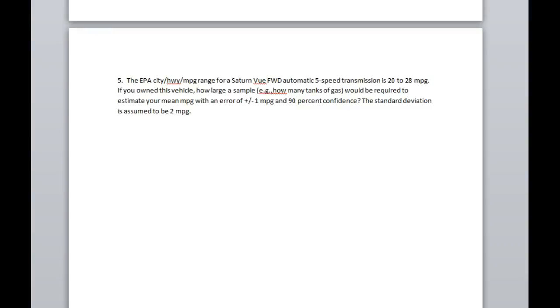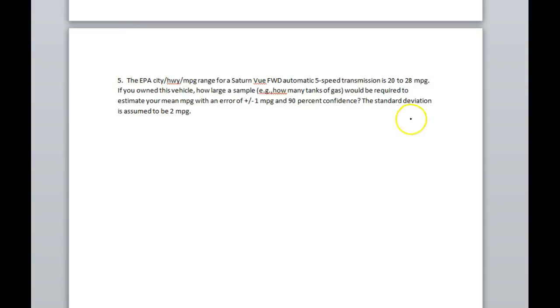So, we have the EPA city highway MPG range for a Saturn Vue. Oh geez, they don't even make Saturns anymore. Saturn Vue 4-wheel drive automatic 5-speed transmission is 20 to 28 miles per gallon. If you owned this vehicle, how large a sample size, how many tanks of gas would be required to estimate your mean MPG within an error of plus or minus 1 MPG and 90% confidence? The standard deviation is assumed to be 2 miles per gallon.